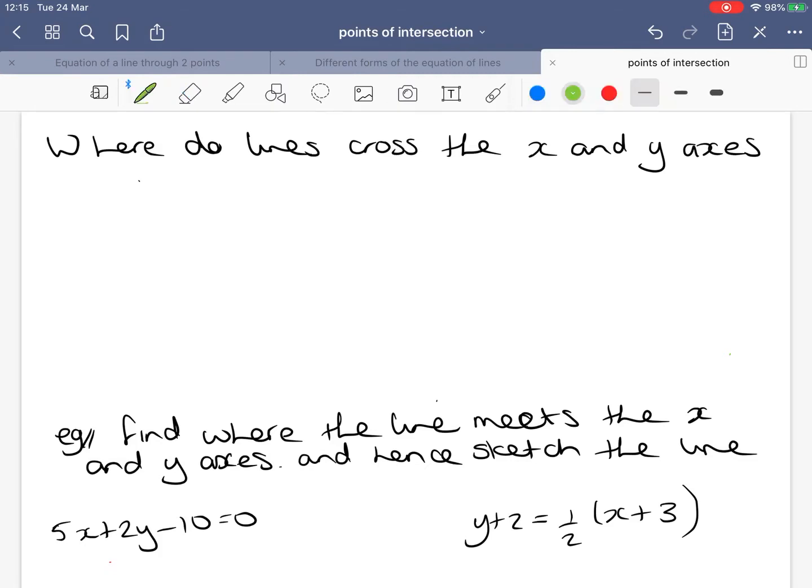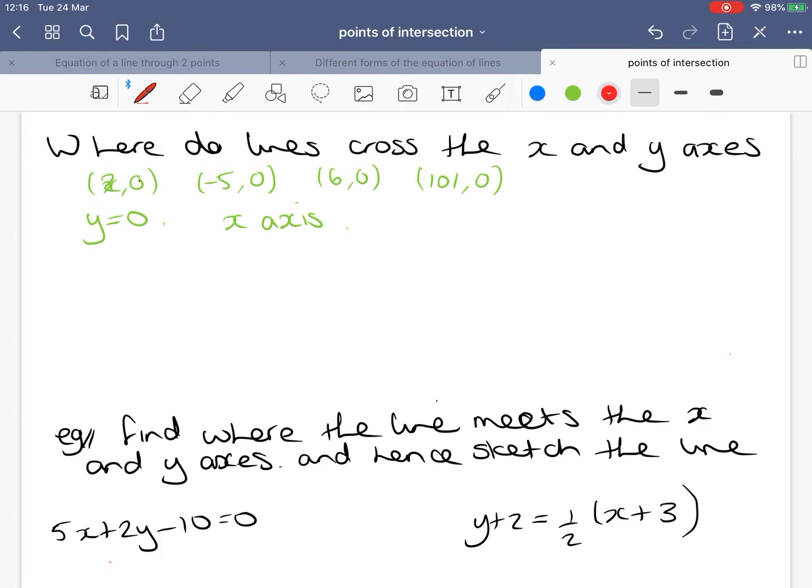If we think about all the coordinates of any point on the x-axis, we might have (2, 0), we might have (-5, 0), we might have (6, 0), we might have a coordinate of (101, 0). But on the x-axis, y is always 0, and that is the key. So if we're finding where a line crosses the x-axis, we set y to be 0.